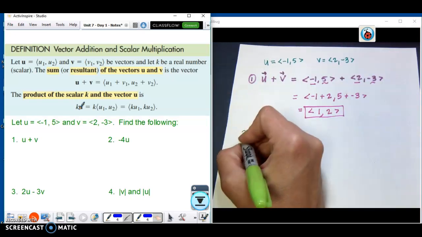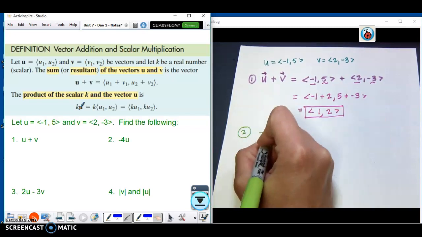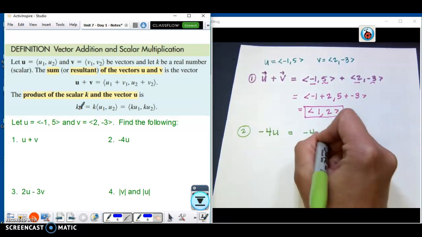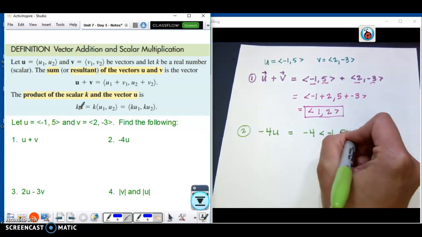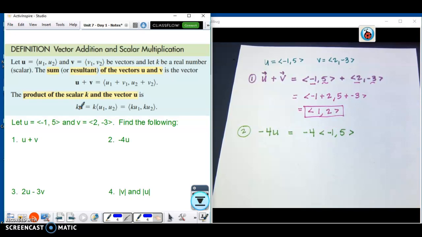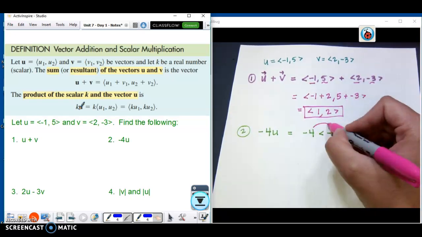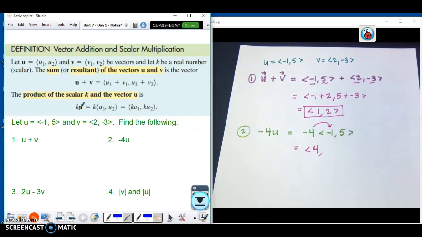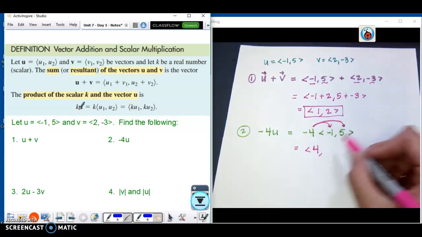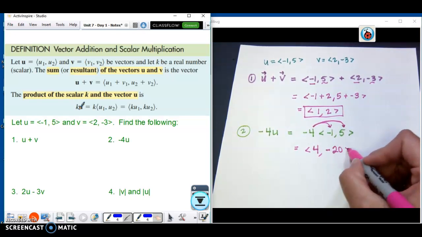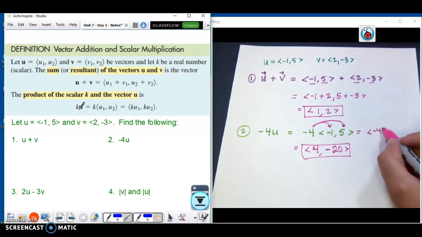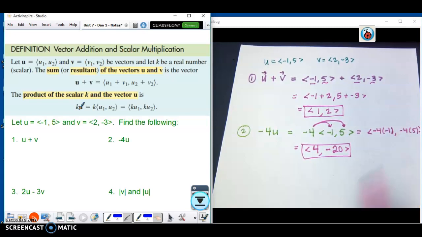So for number 2, we have negative 4 times the vector u. So this is negative 4 times my vector u, which was negative 1, 5. In order to do this, you are just multiplying negative 4 times the negative 1, which will make it positive 4, and then negative 4 times the 5, which will make it negative 20. Okay, if you don't want to think about it as distributing, you can do negative 4 times negative 1, and negative 4 times 5, which is essentially what we did there.